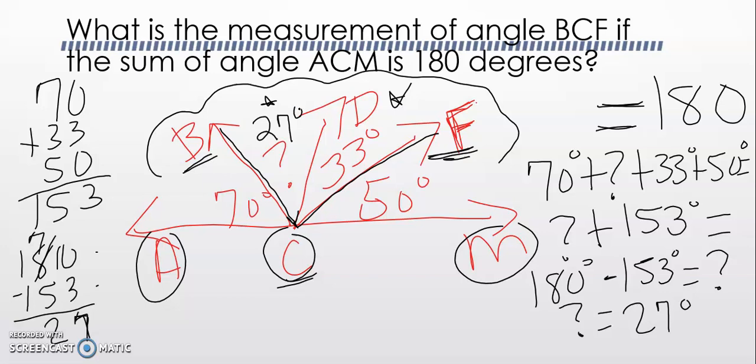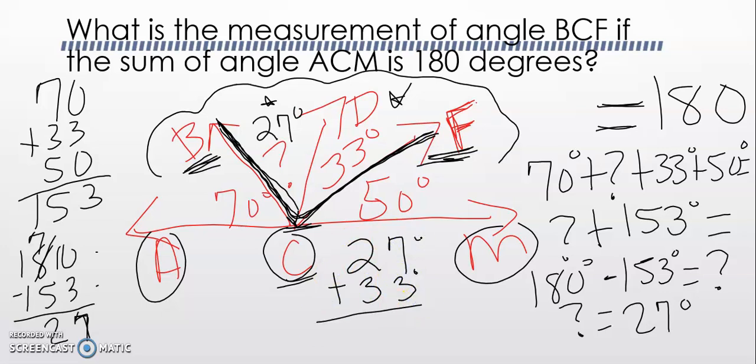So when I put 27 inside of my picture to replace the missing part, the question was, what is the measurement of angle BCF? And both of these numbers fall inside. So that means I need to add these two numbers to find the total amount of just this angle. So 27 plus 33 degrees. 7 gives me 10. I put my 0, carry the 1. And 5 plus 1 gives me 6. So the measurement of BCF is equal to 60 degrees.